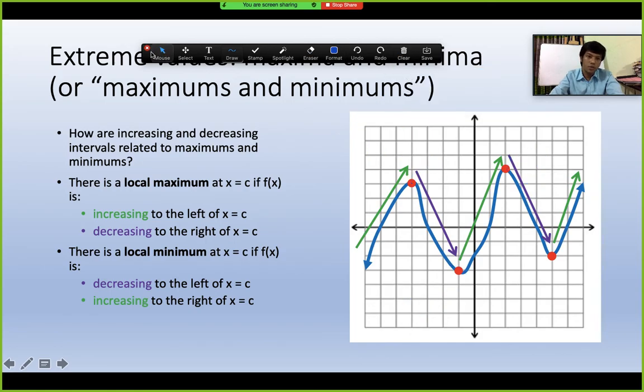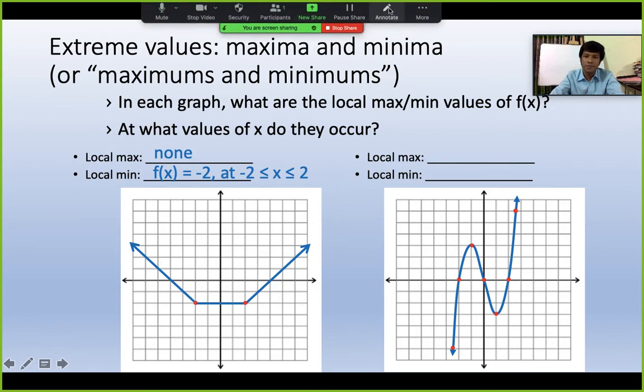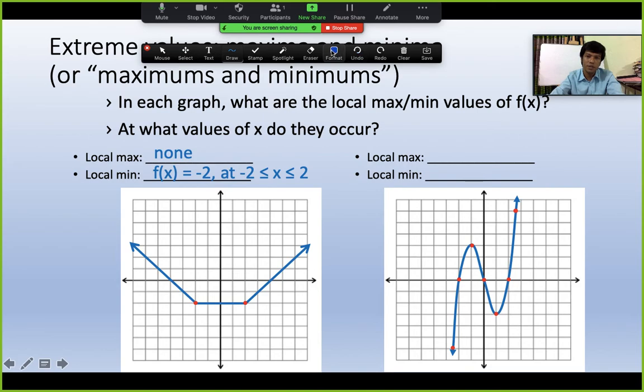Okay, let's go to the next page. We have local max and local minimum. Now see, this is from here to here, the whole graph. It looks like, since it is not a curve, this is the minimum.